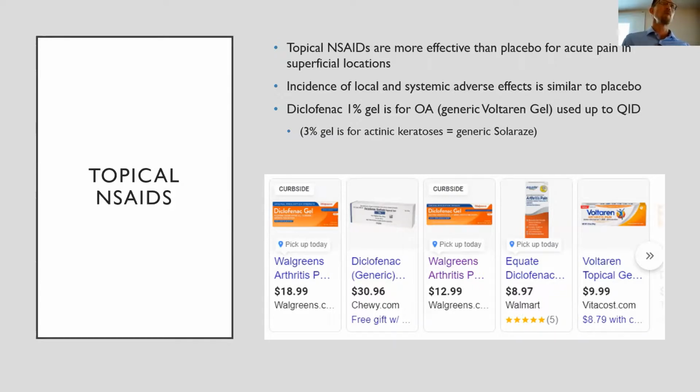Just remember, if you're prescribing it, and honestly, I don't know why I would prescribe it at this point, don't prescribe the 3% because that is for treatment of actinic keratosis.